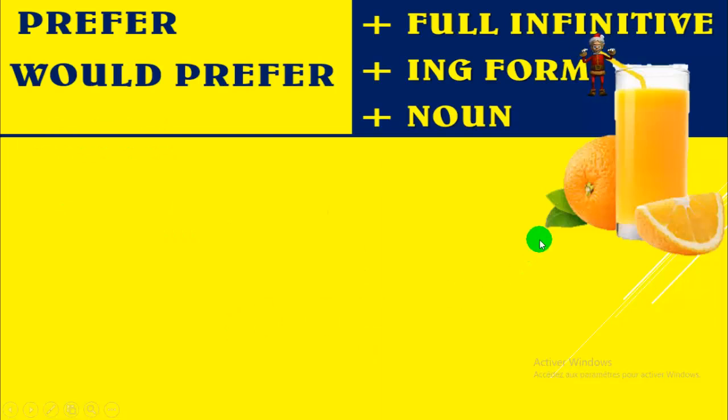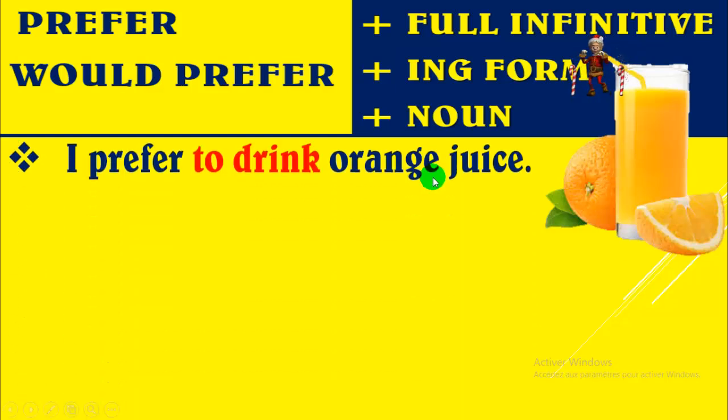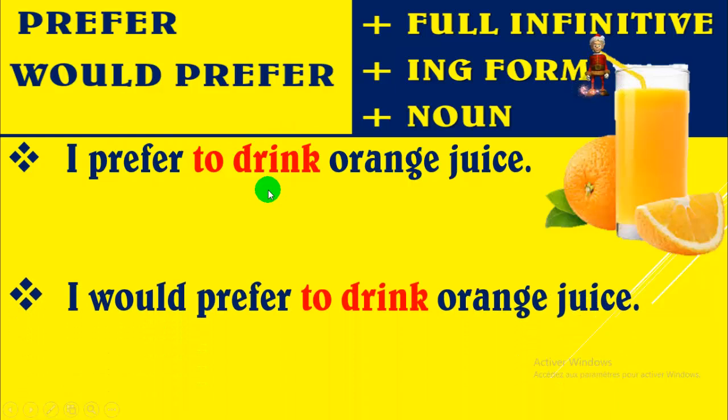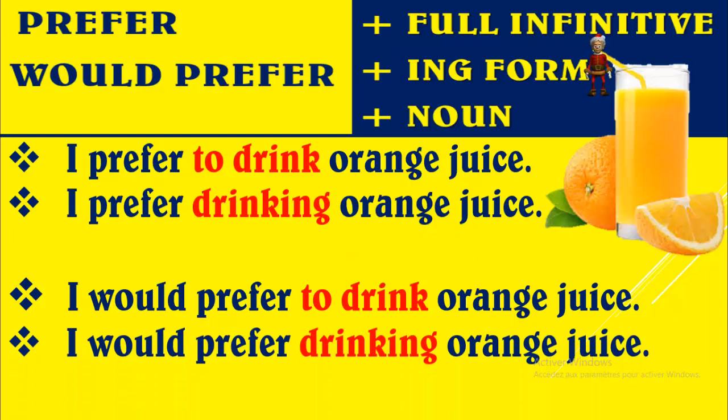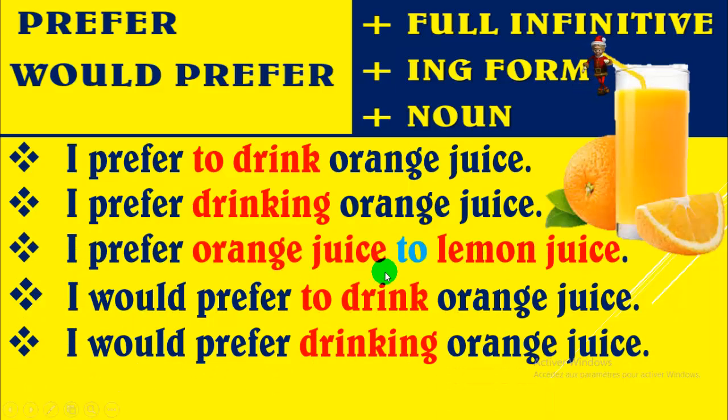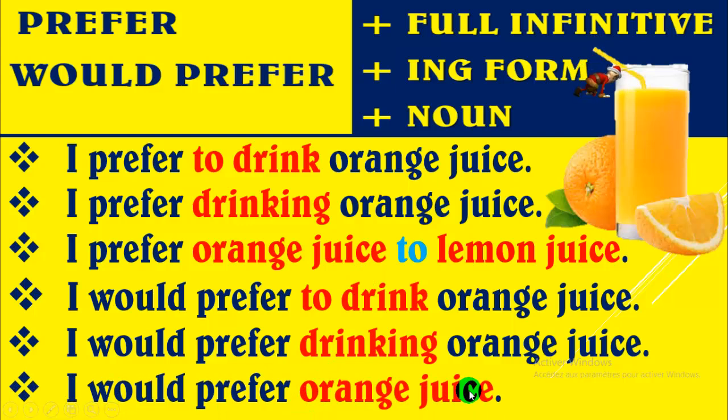Example, if I want to express myself to state the preference of liking orange juice, I have 3 possibilities. I prefer to drink. To drink is full infinitive. I would prefer to drink. So prefer, would prefer plus infinitive with to, meaning full infinitive, or plus ing, I prefer drinking, I would prefer drinking orange juice, or a noun. I prefer orange juice, or I would prefer orange juice.